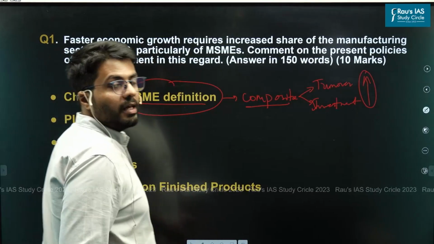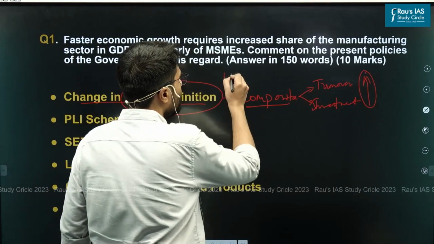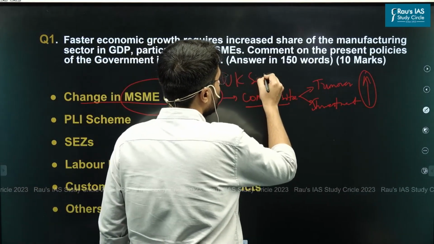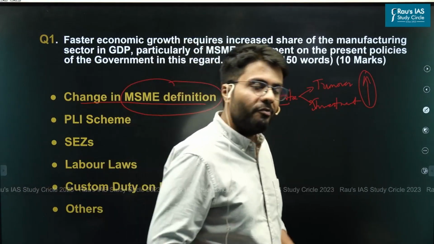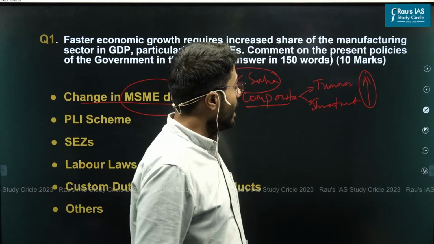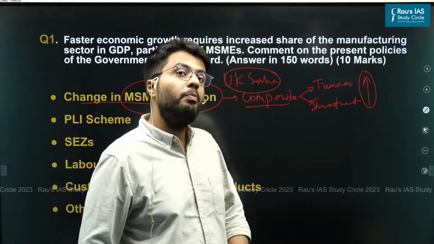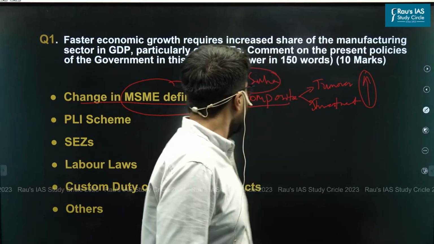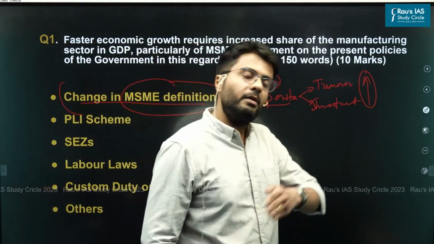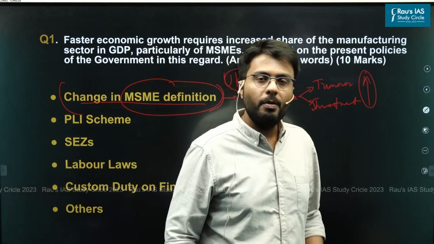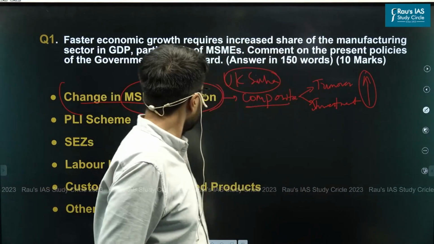However, there were other recommendations by the UK Sinha committee as well, and they were making changes to the MSME Facilitation Council, and these recommendations need to be further implemented to make these changes more effective in bringing forward the manufacturing sector contributions by these MSMEs.